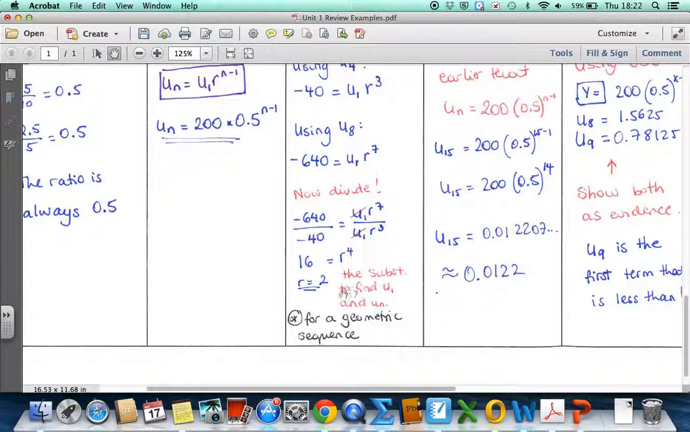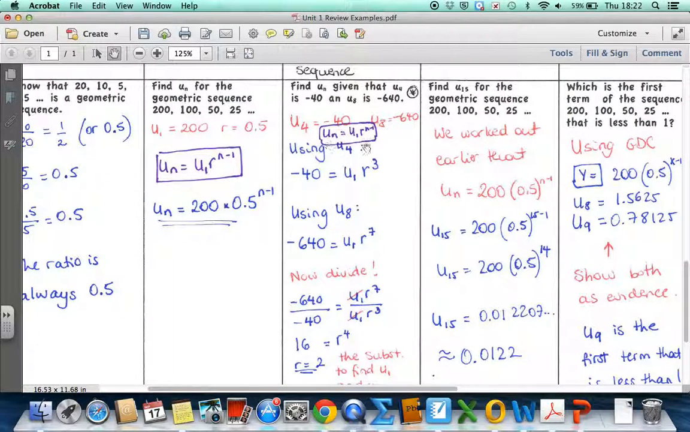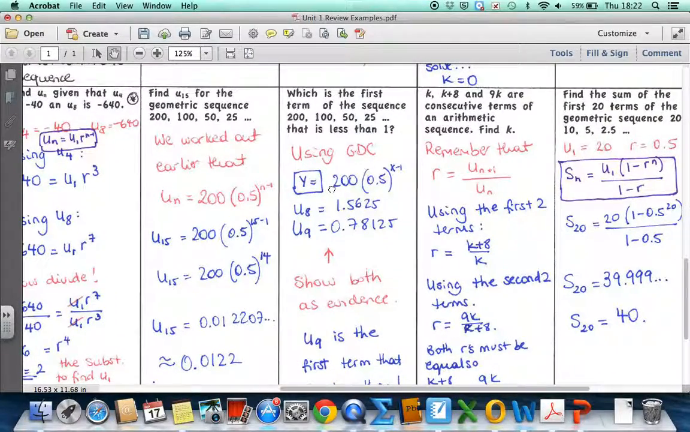Again, I've run out of space, but once you've found r, you can substitute r into here. That helps you find u1, and once you've got u1, you can build your formula. Wow, we're nearly done.